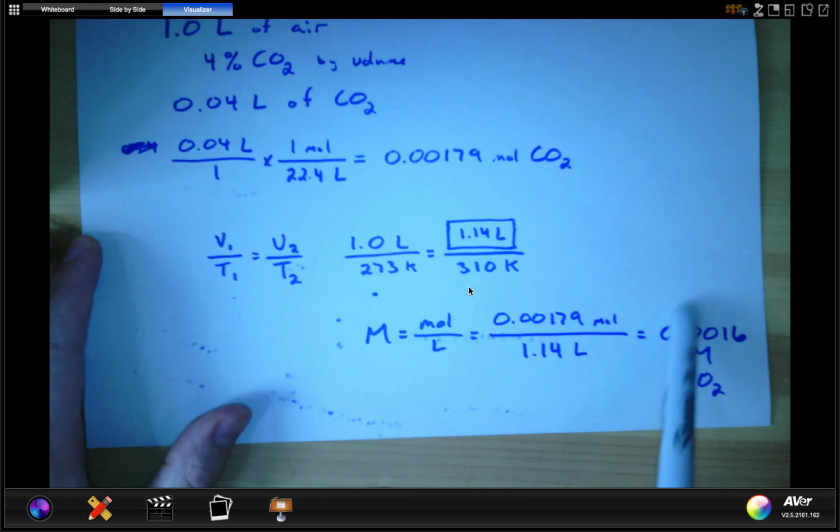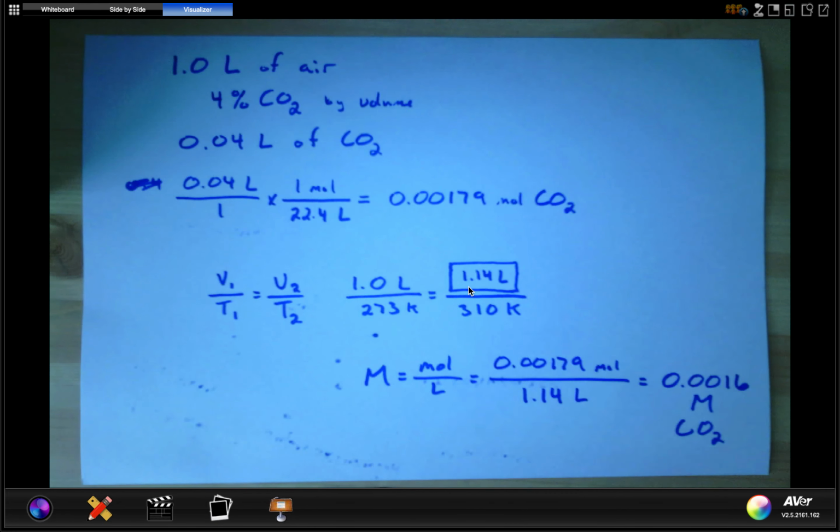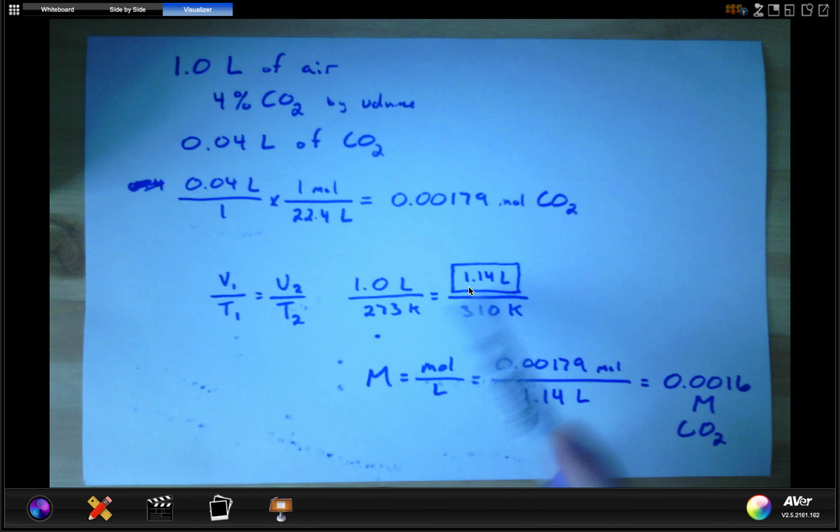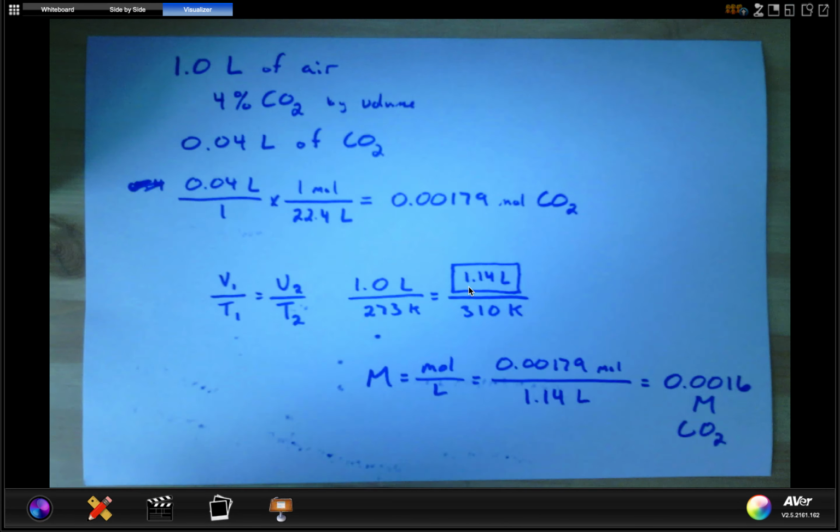All right, that's a pretty tricky problem. If you got it, I'm impressed. If not, don't feel bad. That's a tricky one. It involves a lot, but it's a good review of gas laws. Again, that was totally optional. I'm never going to ask you a question like that on a test, so don't worry about that.